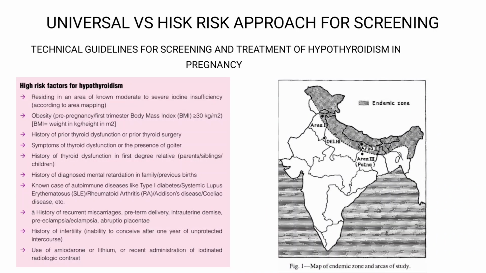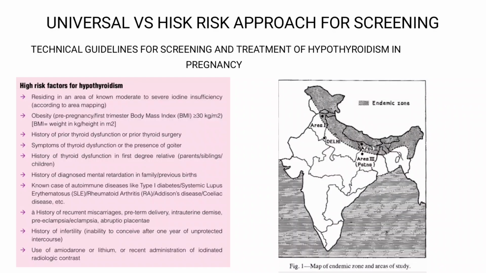if there is a history of recurrent miscarriages, preterm delivery, intrauterine demise, preeclampsia, eclampsia, abruption, or a history of infertility even after 1 year of unprotected intercourse. There is use of amiodarone and lithium and a recent administration of iodinated radiologic contrast. So what are the indications?